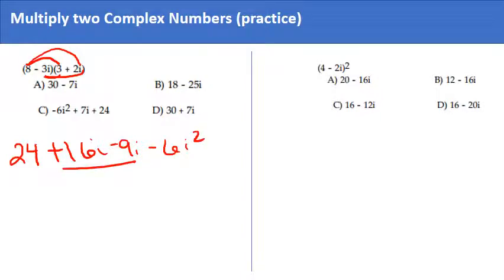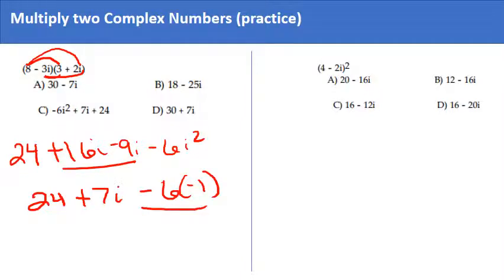So combine your like terms, and you're going to get a positive 7i. Then at the end, we have a minus 6 times negative 1, because remember that i squared changes to negative 1. So negative 6 times negative 1 gives you a positive 6. So take that positive 6, add it to 24, and you're going to get 30 plus 7i. So your answer for that one is D.